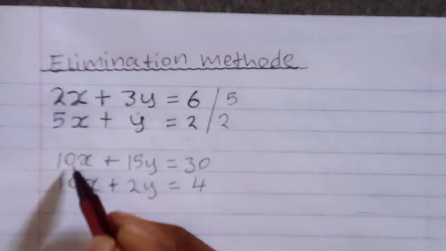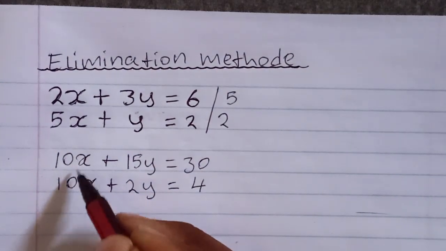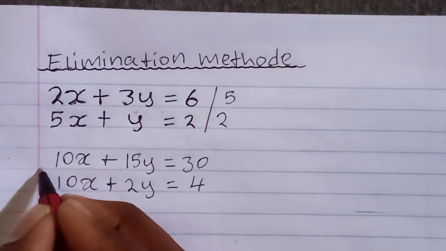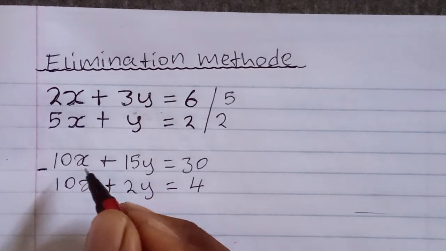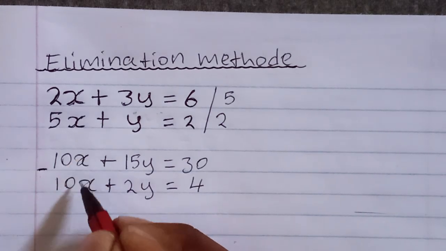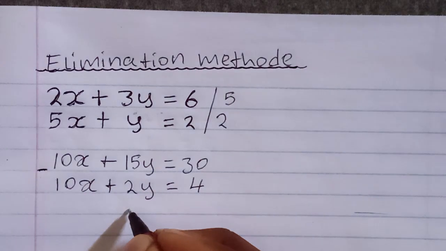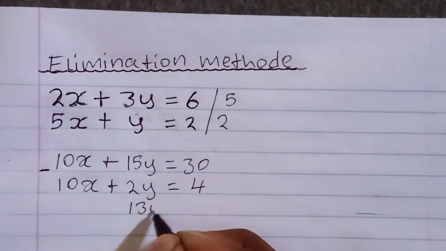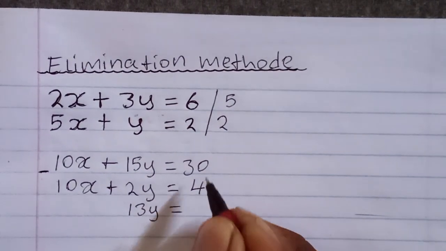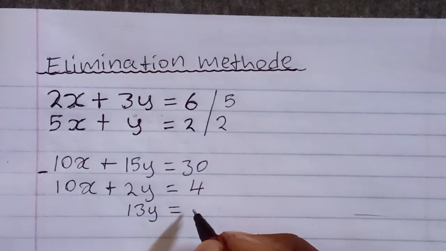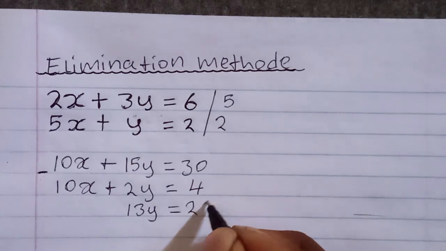So we can see that now we have similar terms. To eliminate these terms, we are going to introduce a negative sign here. So 10x minus 10x is 0. 15y minus 2y, we are going to have 13y. 13y is equal to 30 minus 4, we are going to have 26.